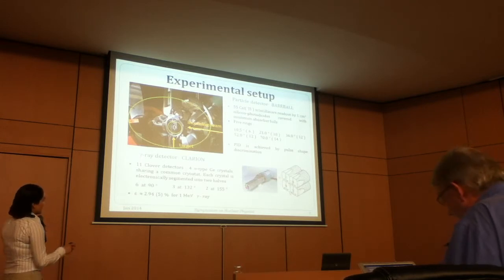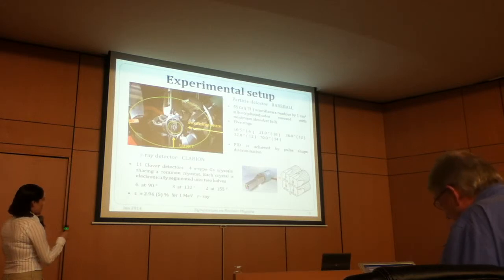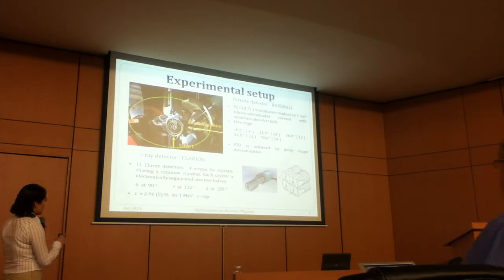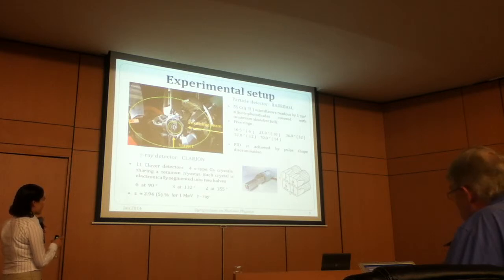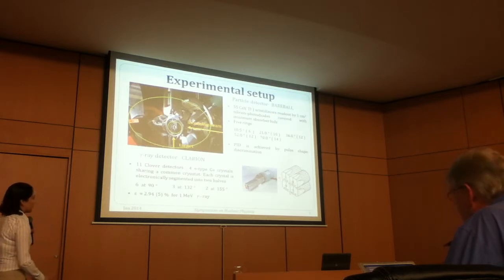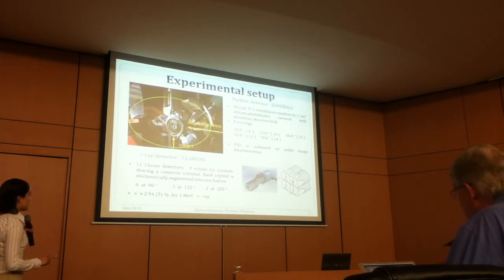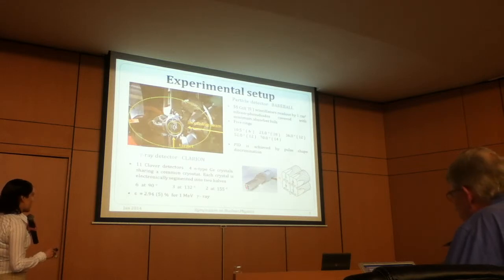And a very important feature of combining these two arrays is the segmentation of each of the detector arrays. And the combination of these allows us to have a very nice Doppler correction of the gamma rays coming from the excitation of the projectile.